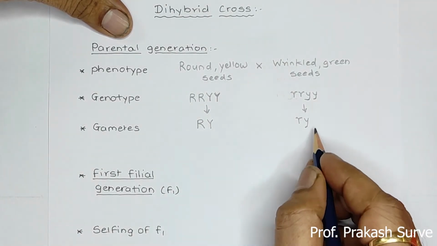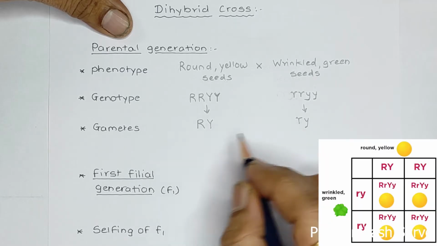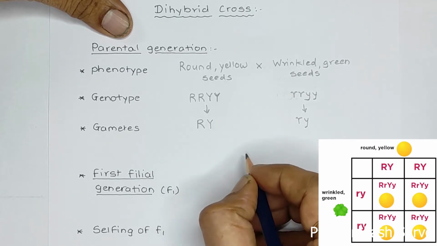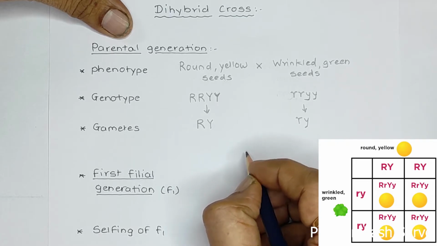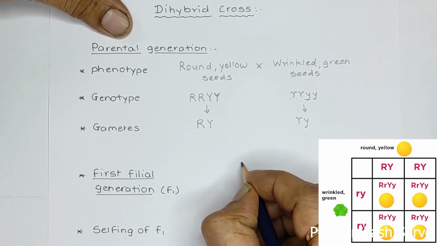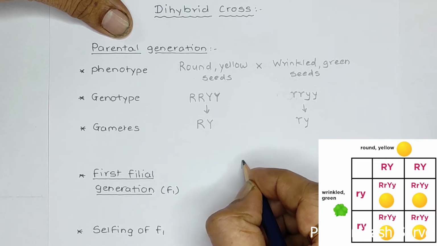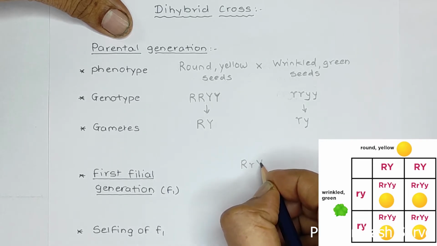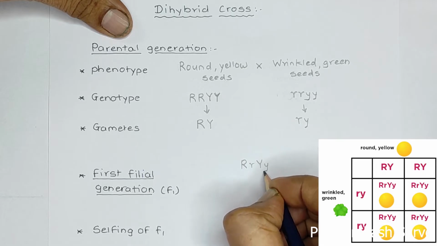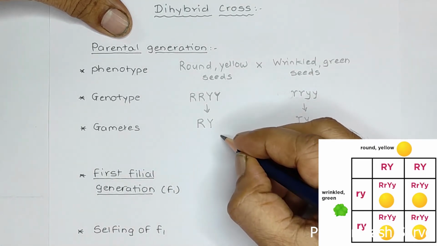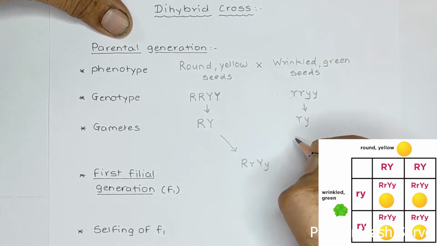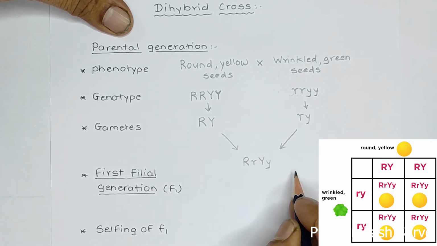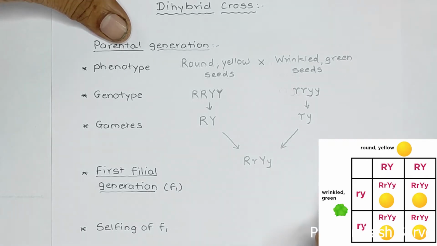Now we'll do the cross between this. So about the gametes, this one is the male gamete and this one is the female gamete. From that, we get the first filial generation, that is Rr and Yy. This is a hybrid one, of the first filial generation, right?